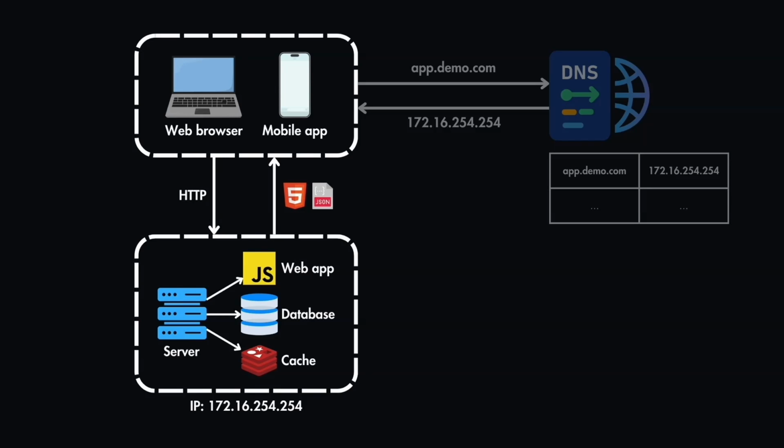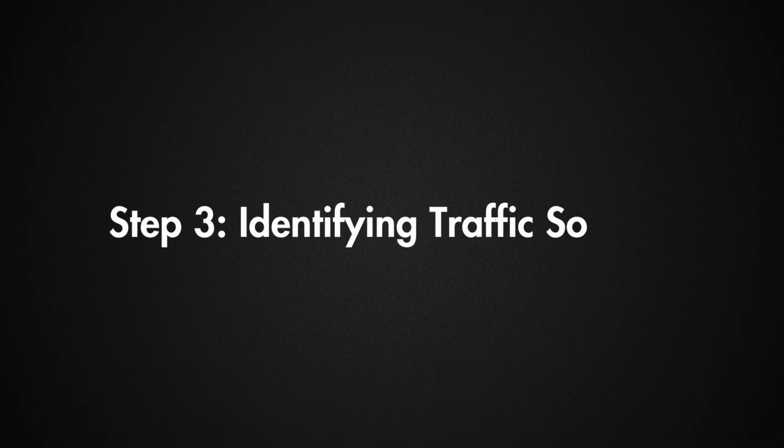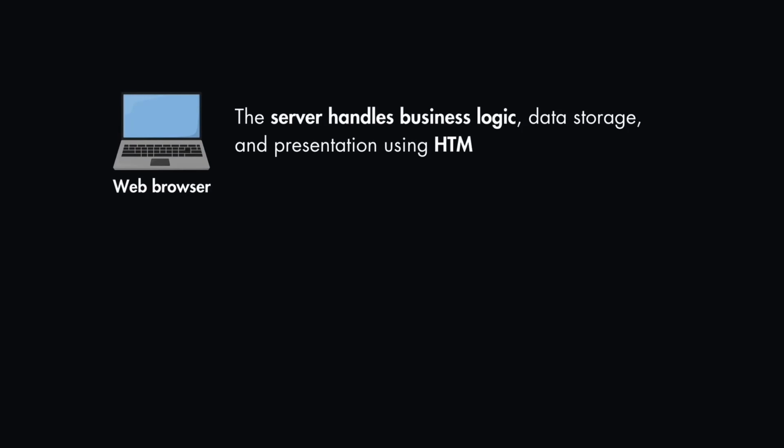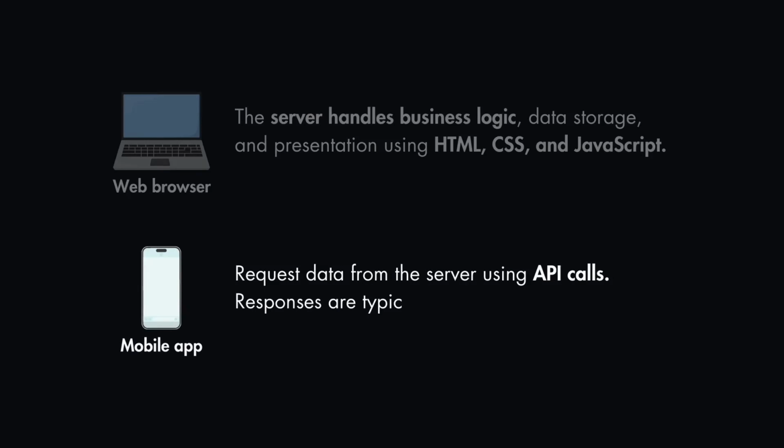This might be an HTML page for a browser or a JSON response for the app, depending on the request type. In this setup, traffic usually originates from two main sources. The first one is the web applications, and the second one is the mobile applications that are trying to access our server. For our web users, the server handles the business logic, data storage, and also presentation using HTML, CSS, and JavaScript. And for mobile users, communication typically happens over HTTP. These mobile apps request data from the server using API calls, and JSON is often used for responses because it's lightweight and easy for mobile devices to interpret.